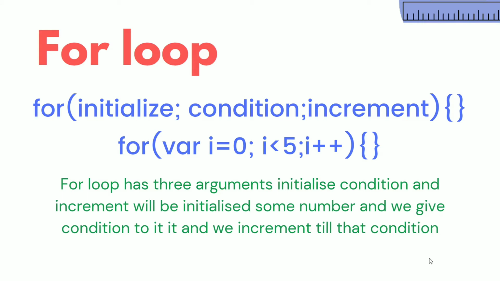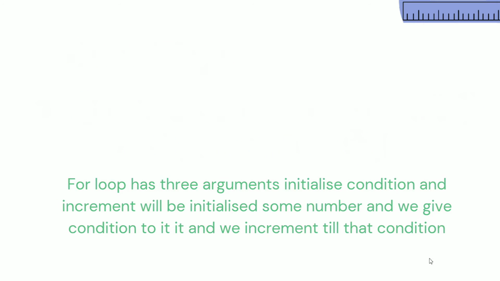Then 4 is less than 5, as it is true, it becomes 5, and it will execute. At last, when i equals 5, 5 is not less than 5, 5 is equal to 5, therefore it will end the loop there. This is how we use the for loop.